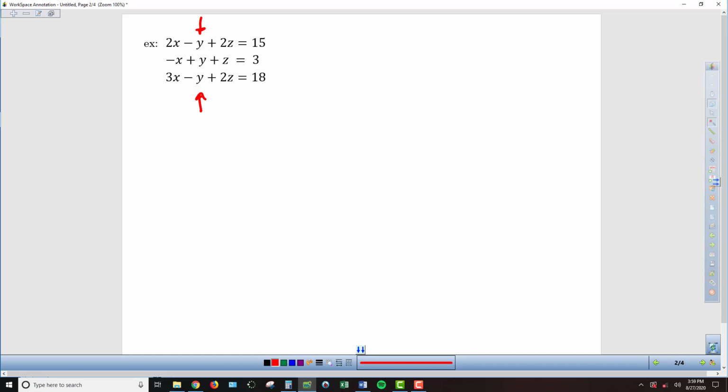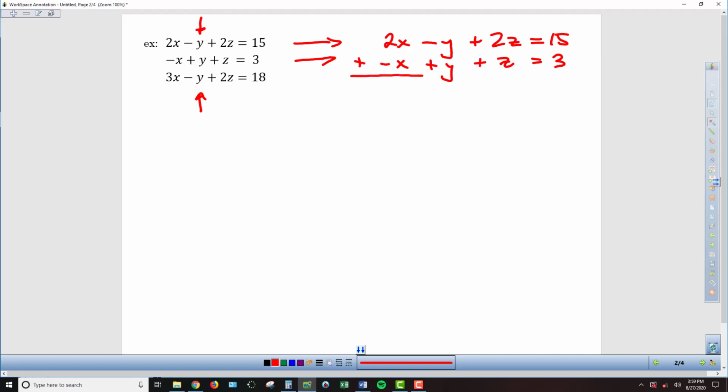So I'm going to add together, I'm going to move over here, equations 1 and 2, the first two equations here. So I'm just going to recopy them. So I've got 2x minus y plus 2z equals 15. And then I've got negative x plus y plus z equals 3. And so like I said, I'm going to add those equations together because doing that, I'm going to get those y's to cancel out. And then I've got 2x plus negative x, just have to be careful with our positive and negative signs, so we get just x. And then I've got 2z plus z gives me 3z. And then I've got 15 plus 3 gives me 18.